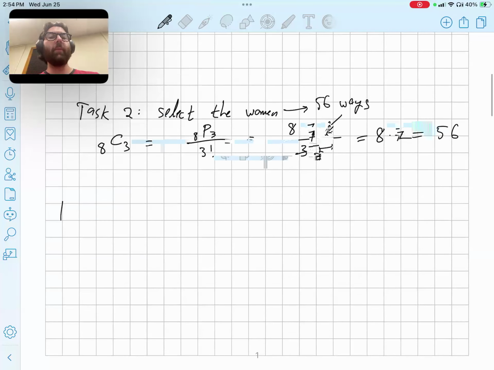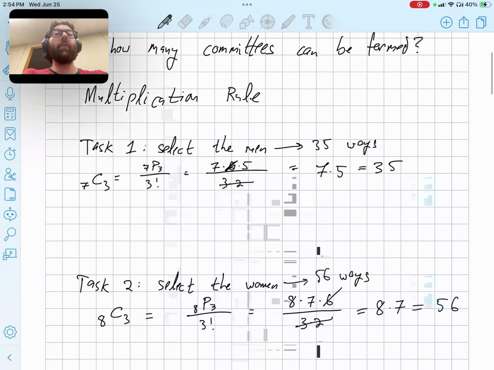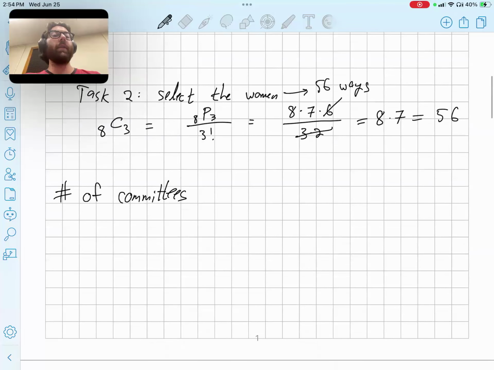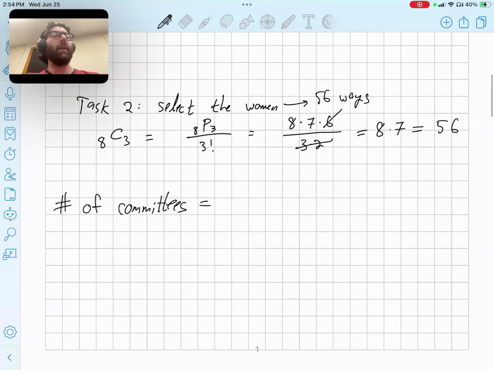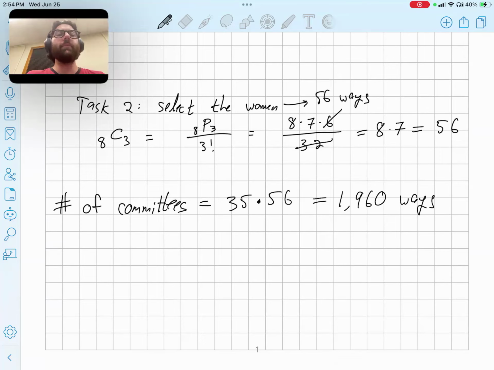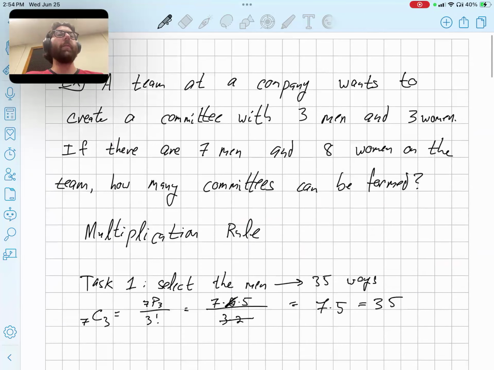And so the number of committees that we can form is the same as the number of ways to select the men and then select the women. And by the multiplication rule, this is the number of ways to do task 1 times the number of ways to do task 2. So that's 35 times 56, which is 1,960 ways. Okay, so that's the number of ways to select the committee.